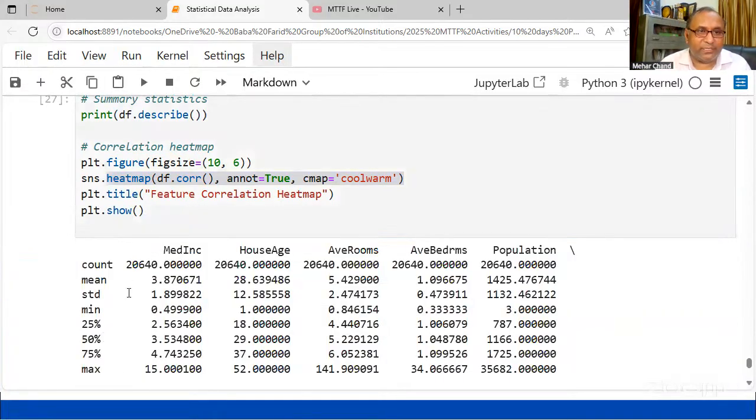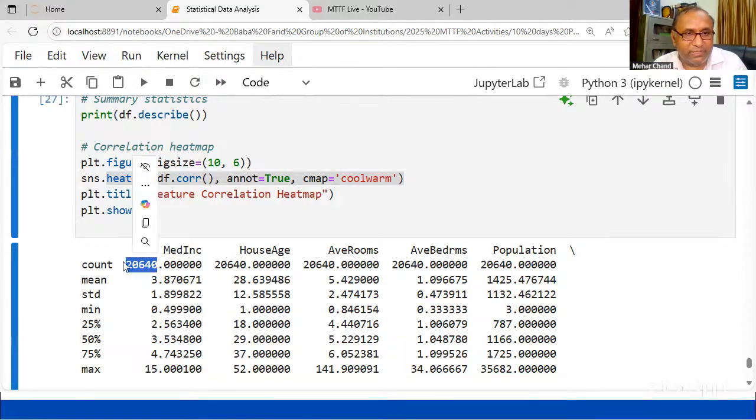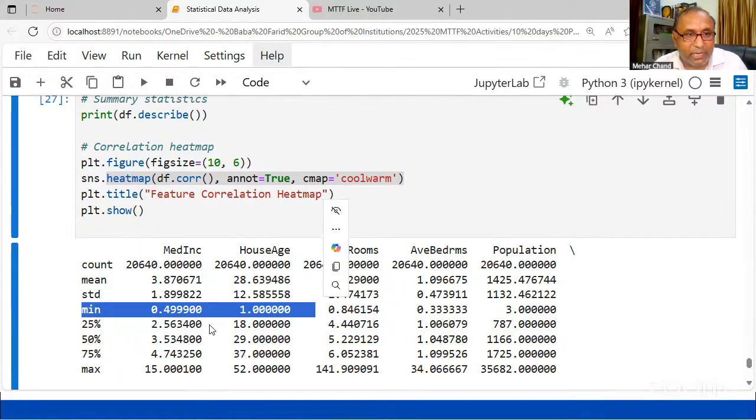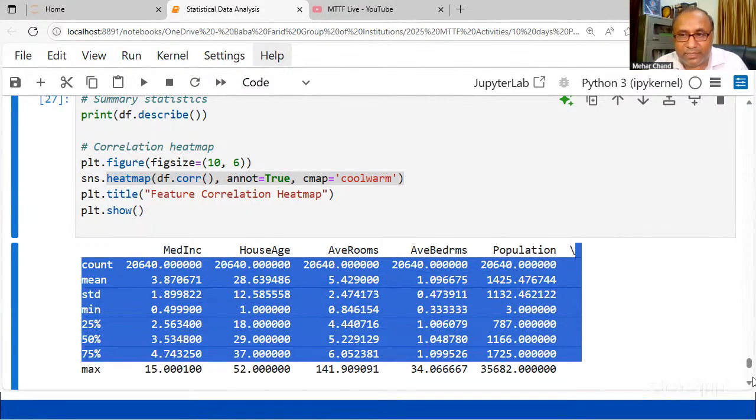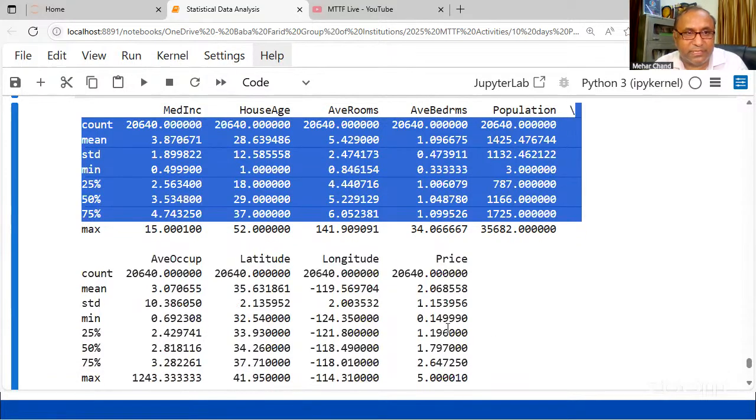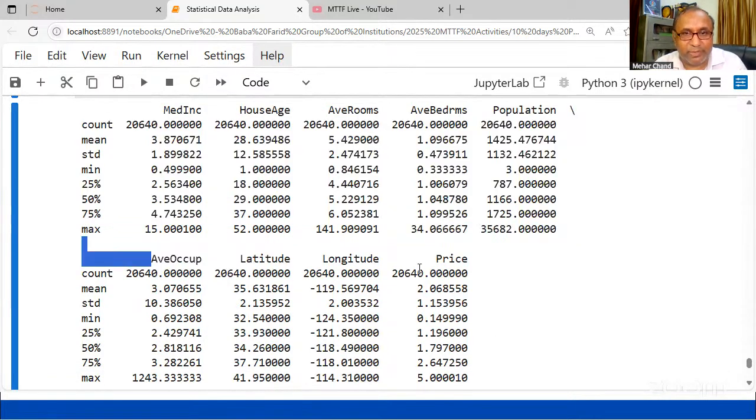Yes. So this is the summary about the data set which we downloaded. In the count you can see the count of each variable, which is 20,640 each, so there is no missing value in any variable. Then in the next rows you can find the mean, the standard deviation, and the minimum value of each variable. Then we have the first quartile, second quartile, third quartile, and maximum value. All this information helps us understand the data set.